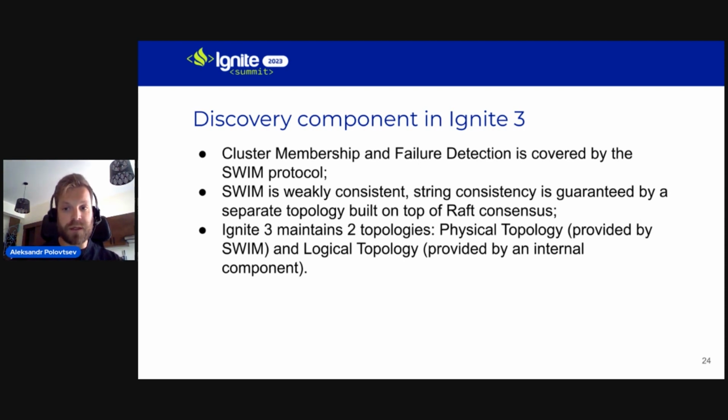However, as we will see later, Swim provides a weakly consistent view of the topology on every node. So in case we need to have a strongly consistent view, Ignite 3 uses a different topology, which is built on top of both Swim and Raft. This may sound quite complicated, so let's dive into some details.